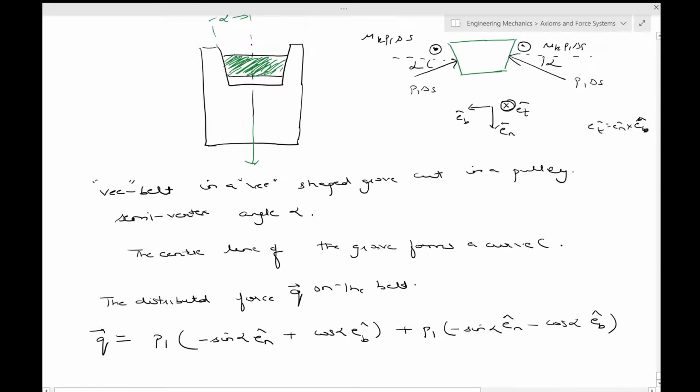And then you have the friction also. I should not remove this. You have friction on both sides, so I'm just writing 2 mu k p1 into Et. So this is the distributed force, distributed over delta s.